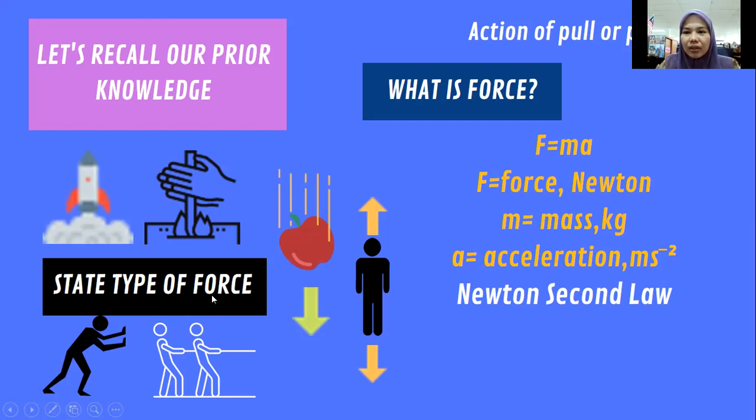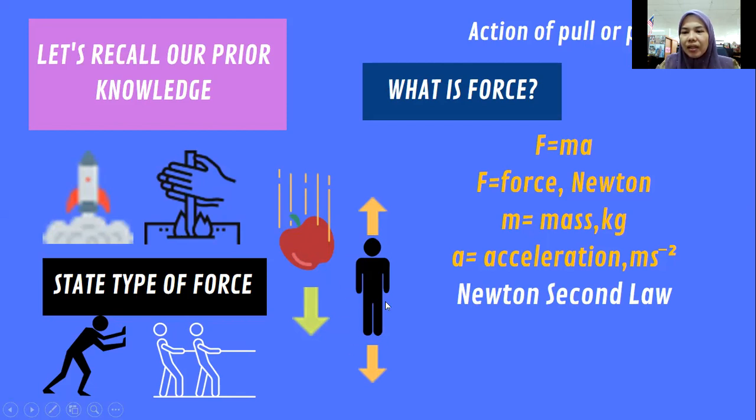We have a lot of types of force that we can state. For example, the picture number 1 is not very clear. This is actually a rocket, with a thrust force, that means force pointing upward. The second is a person trying to ignite a fire using a stick and a dry leaf. We call this frictional force. The apple falling downward, or any object falling downward, we call this gravitational force.